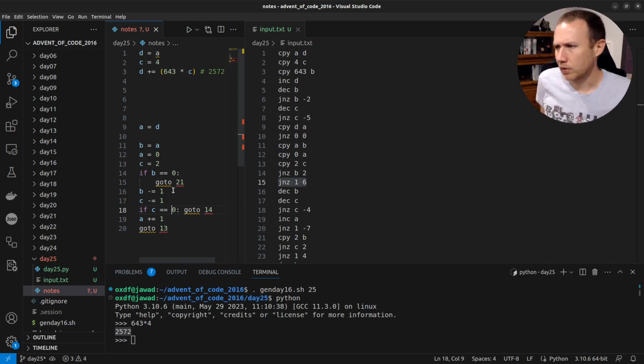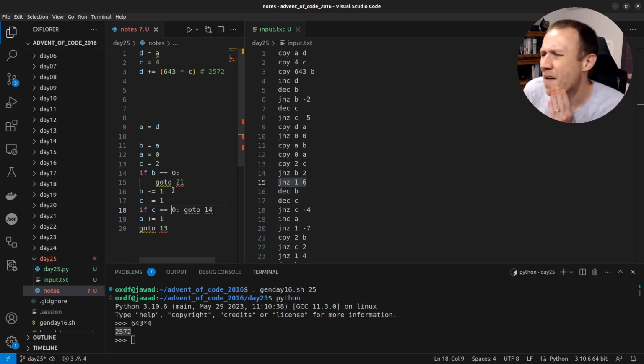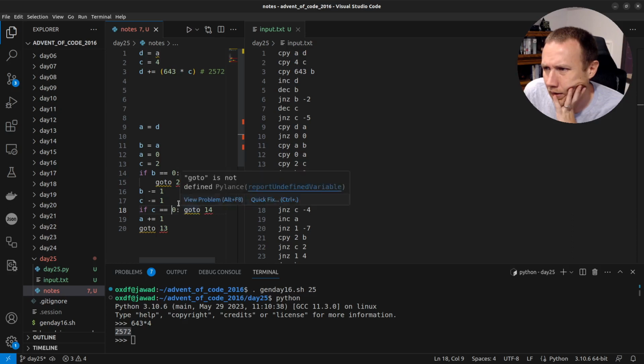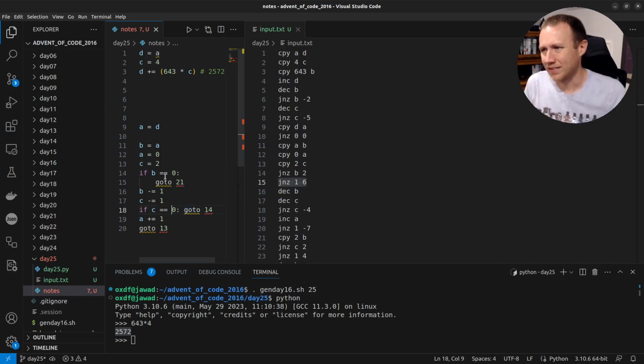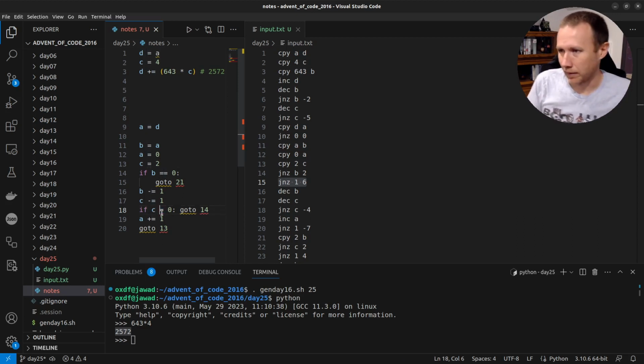If C equals 0, go to 14. Oh, it's if C is not equal to 0. That makes so much more sense. Okay. If C is not equal to 0, we go to 14 and we check B again, and then we decrement B and C. And once C is equal to 0, we add 1 to A, which was initialized to 0, and then we go to 13 and we set C back to 2 and do it again.